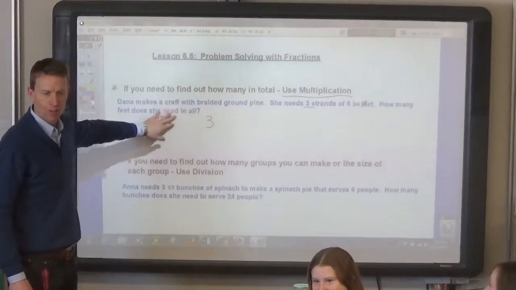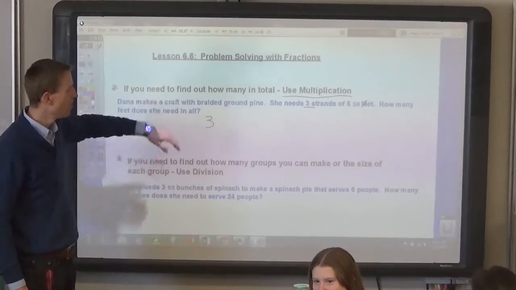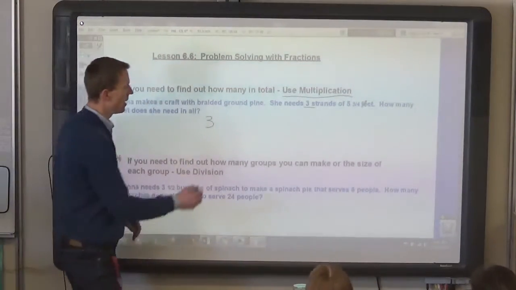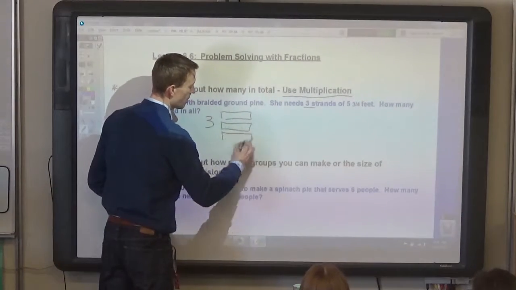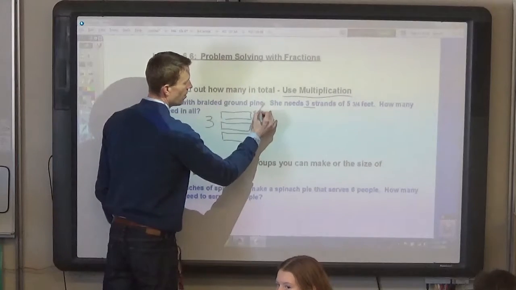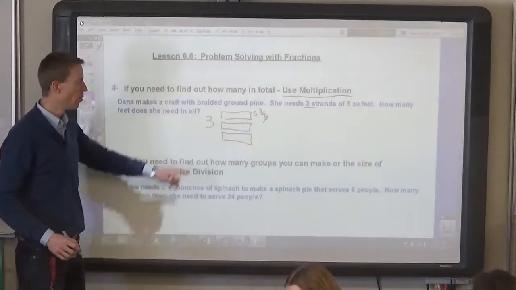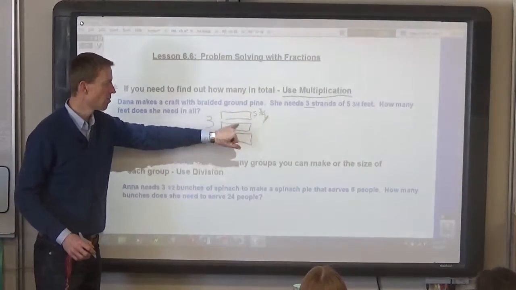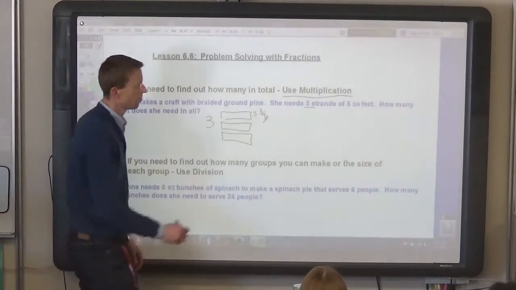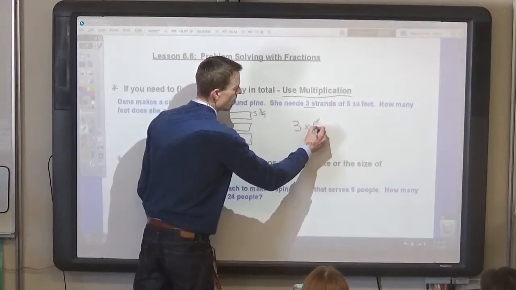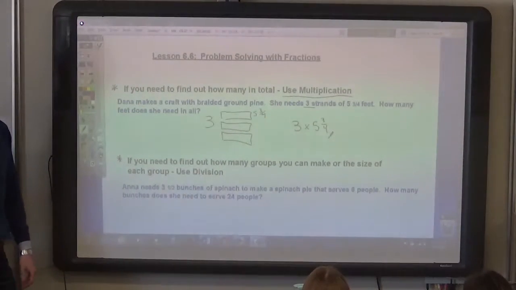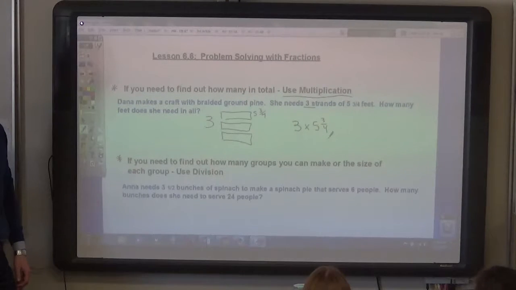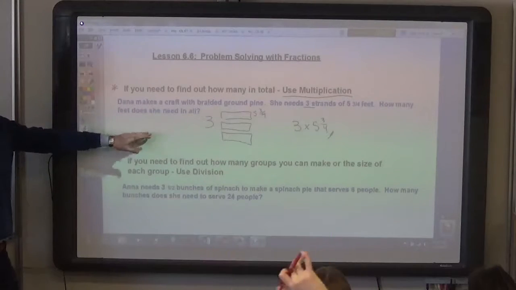So pay attention to this and we'll finish up this lesson in the recording, okay? 3 strands, and each one is 5 3/4 feet, right? That tells us that we're going to multiply 3 times 5 3/4 to get the answer. How do you do 3 times 5 3/4? We just did this, right? To multiply fractions times fractions.